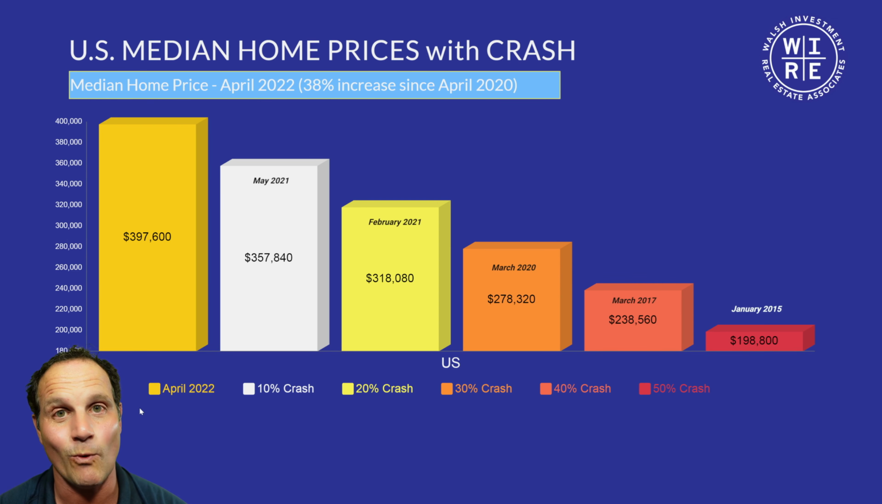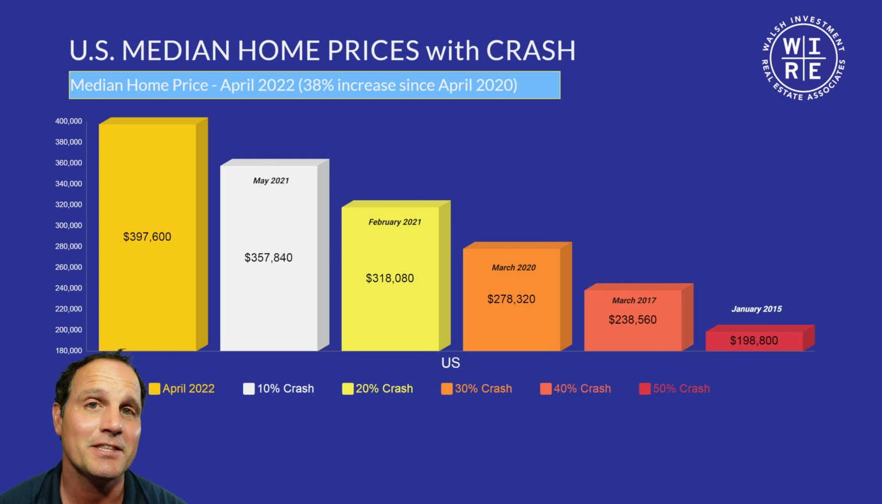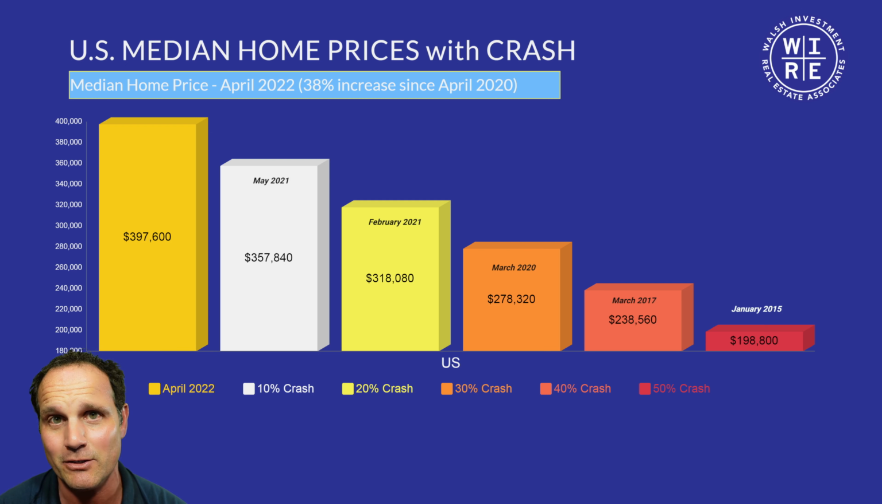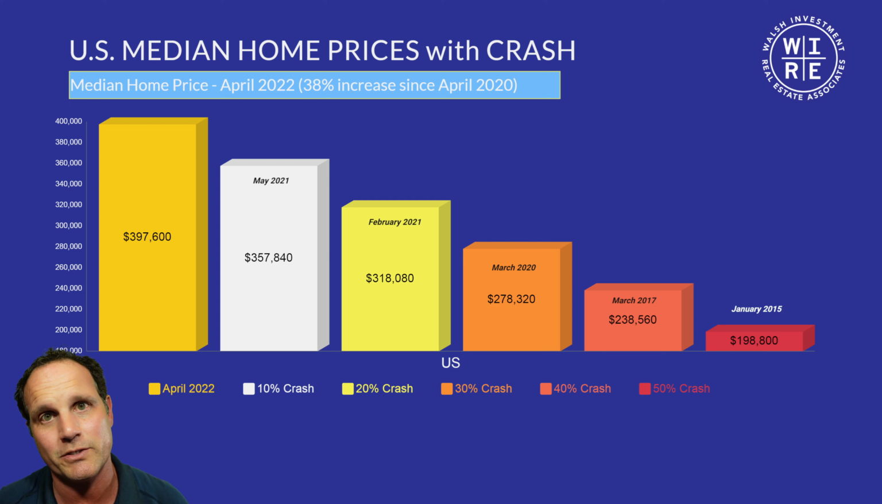And here it is. When we take a 10% crash, we go all the way back to May of 2021. 20% takes us to February 2021. And then a 30% crash. So if the median home price values drop by 30%, it would take us back to the median home price of approximately March 2020. Does that sound familiar? Yes, that's the start of COVID. So at this point in time, there would need to be a housing market crash of over 30% to take us to pre-COVID levels for the median home price.